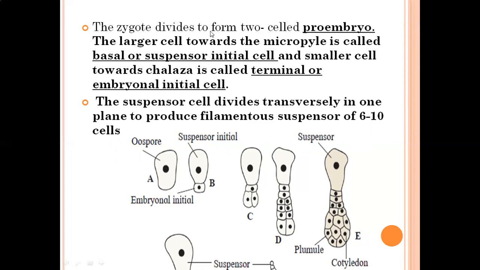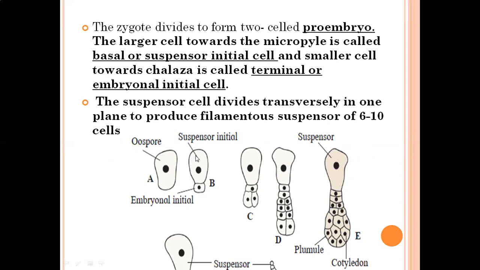See, the zygote divides to form a two-celled proembryo. It is the first cell, zygote, which is also called oospore. Now, this zygote divides into two cells. This formation of two cells from the zygote is called proembryo. Next, the larger cell towards the micropyle is called the basal or suspensor initial cell. It is the larger cell which is present at the micropylar end.